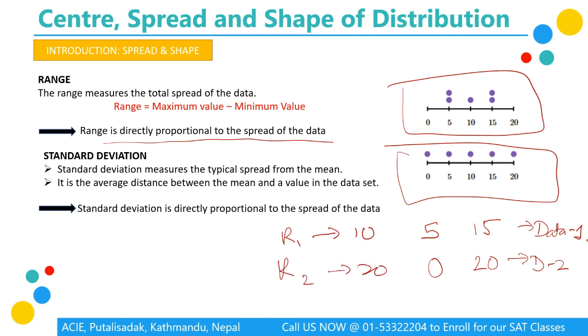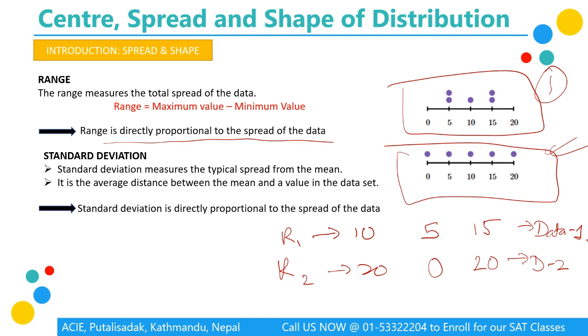So, what do we know from this data? That the range of the second set of data that we're given is greater compared to the first set. भनेपछि, the spread of the data in the second data set is bigger compared to the spread of the first data.